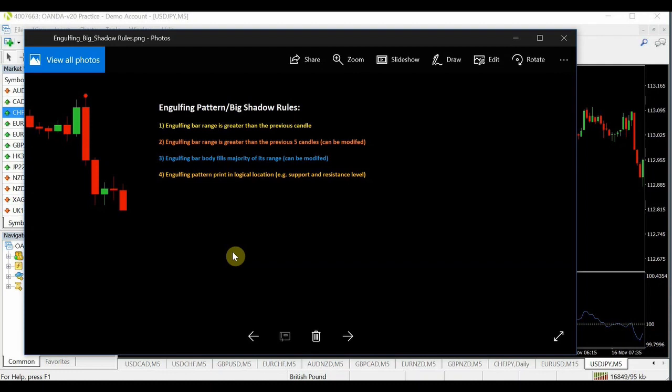The reason why I use 70 is because if you left it at 10 or 20% of the range, you're going to start looking at dojis effectively, depending on where they form, because the body is not that big.